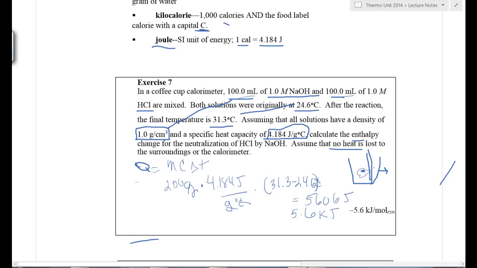This acid and base, when they neutralize, generates heat, which is absorbed by the water. So this has to be negative. So it's going to be negative that many kilojoules per mole of reaction. Remember, this is how the College Board wants us to do this now, is we want to use per moles of reaction.